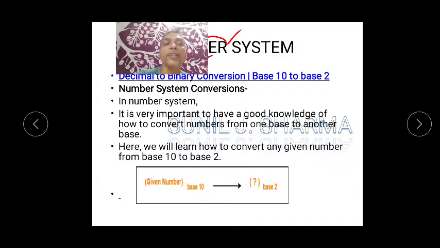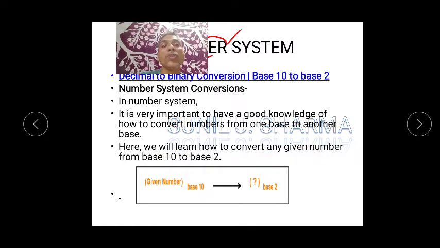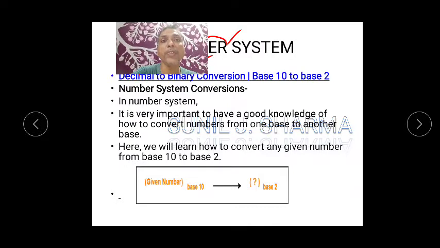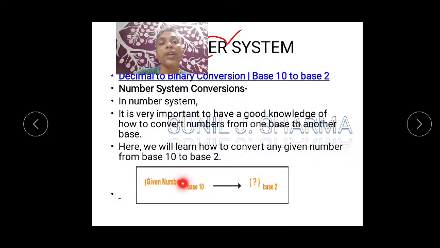So we are just following some method through which you can convert or change this. In number system it is very important to have a good knowledge of how to convert numbers from one base to another base. Here we will learn how to convert any given number from base 10 to base 2. This is only an example. We will see some real examples. On the left hand side we will be having some decimal number, and on the right hand side we want to change it to binary. So let's see which method we are going to follow.